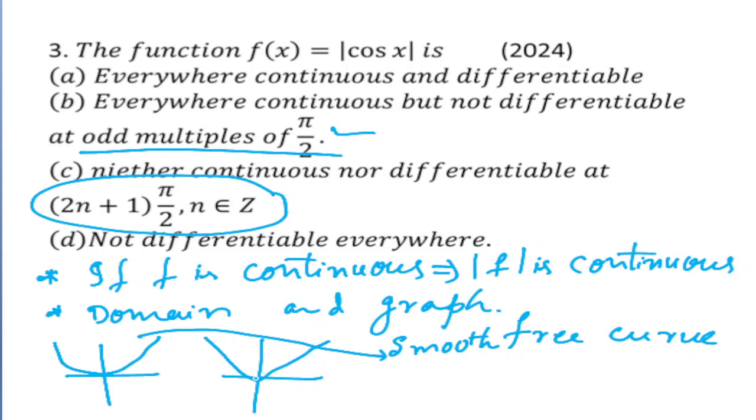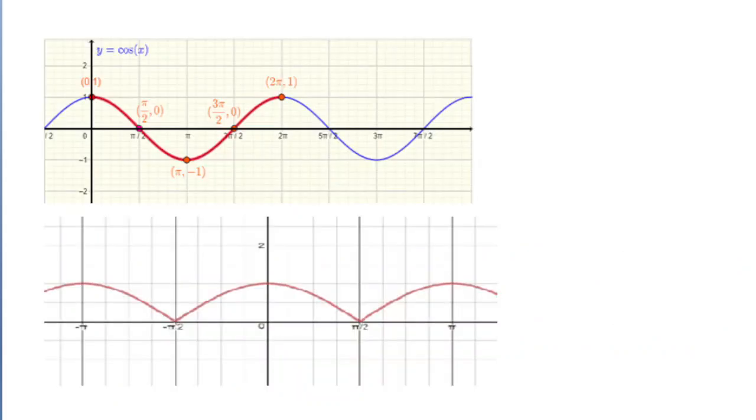If you have a vertex like this, in modulus of x we have a vertex, at this vertex the function is continuous, no doubt, there is no jump. But at this vertex it is not differentiable. Now we say it is not a smooth curve. Okay, so we have to see here the function is continuous or not. Just recall, friends, cos x function, is cos x continuous everywhere? How do you get the graph? Let's see the graph of cos x.